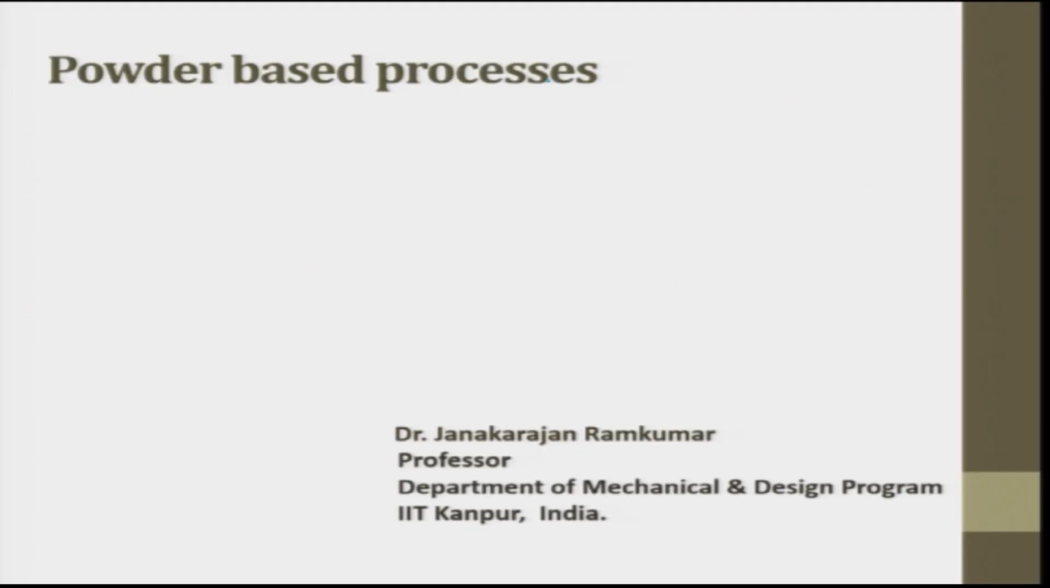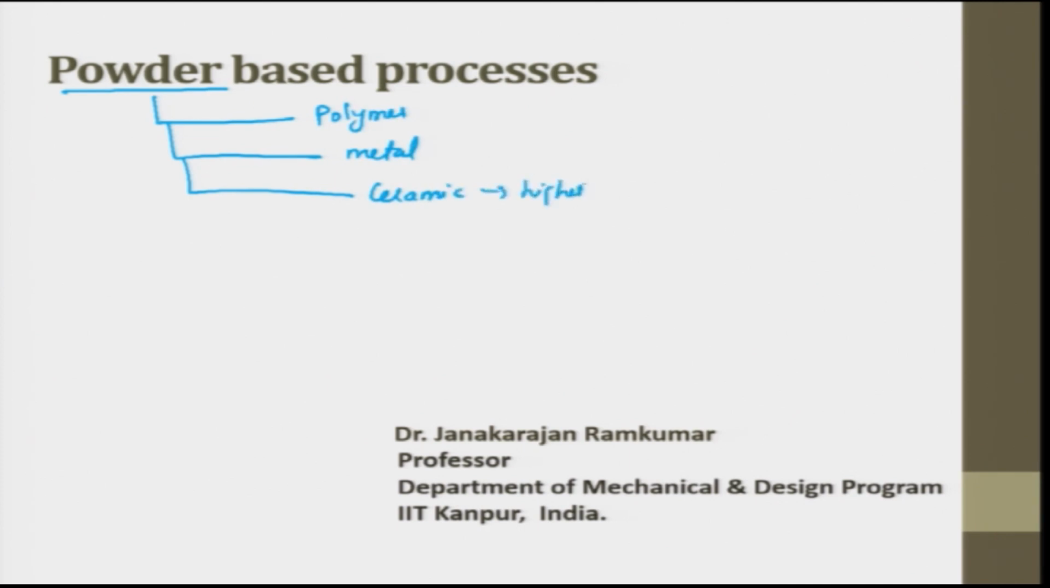Powder based processes. This is the second in the series. When I say powder based process, there are three types of powder, which can be polymer based, metal based, or ceramic based. Of course, the highest melting point, moderate, and low melting point. So, now you can understand, if I wanted to use polymer powder, then the heat I apply can be very less.